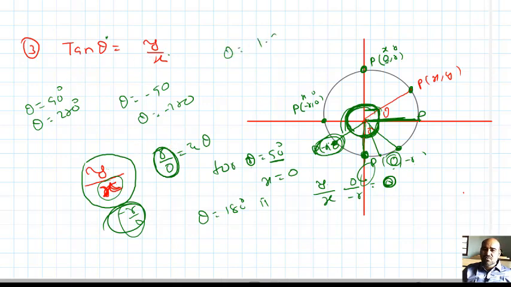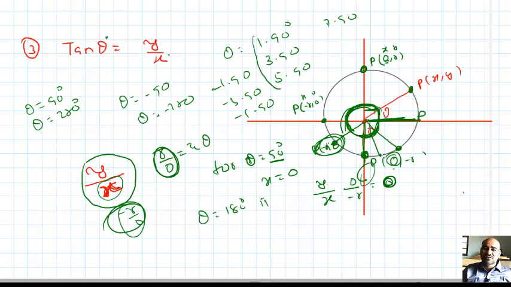Theta equal to 1 into 90, tan is not defined. Theta equal to 3 into 90, that is 270, tan is not defined. 5 into 90, tan not defined. 7 into 90, tan not defined. Minus 1 into 90, not defined. Minus 3 into 90, not defined. Minus 5 into 90, not defined.